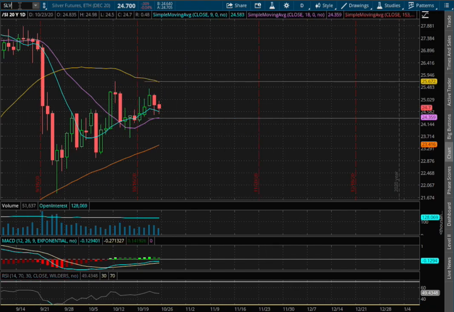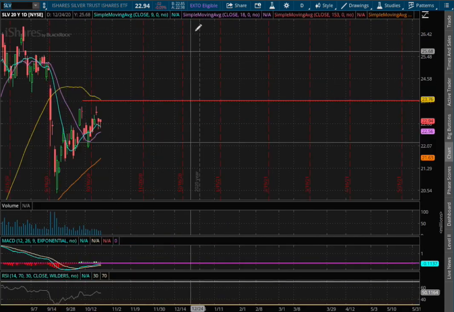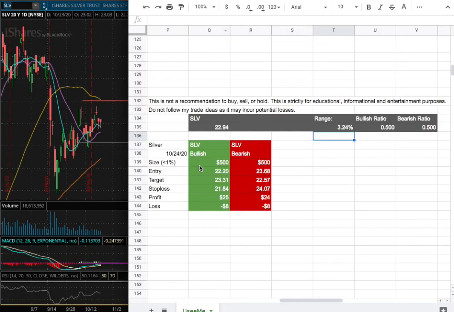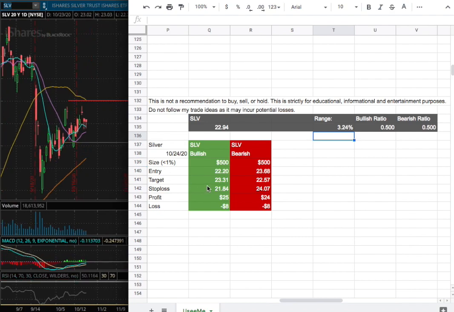As for the trade idea of the week, I'll be trading SLV, and my position size will be less than 1% of my portfolio. My long entry will be at $22.20, and that is this range right there. My sell target will be $23.31, and my stop loss will be $21.84.